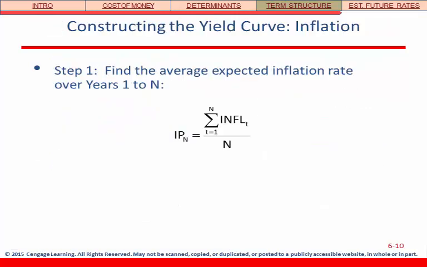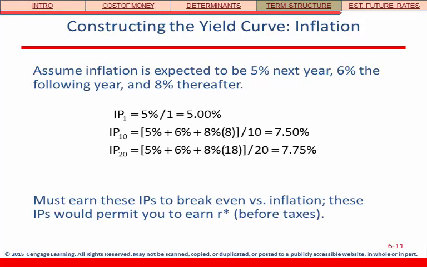So how would you go about constructing a yield curve? Well, first, you've got to find the average expected inflation rate over years 1 to n. In other words, this is just an average, right? So you get the inflation for all the years, add them up, divide by the number of years, and there you go. So for example, assume inflation is expected to be 5% next year, 6% the following year, and 8% thereafter. How would you go about calculating it?